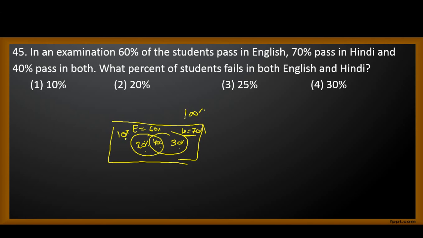So 10% of the students neither pass in English nor pass in Hindi. What is the question? What percent of the students fail in both English and Hindi? That is nothing but 10%. Option 1 is the answer.